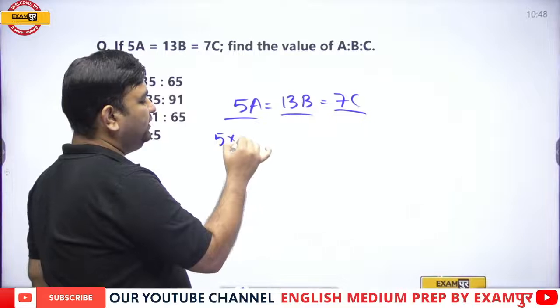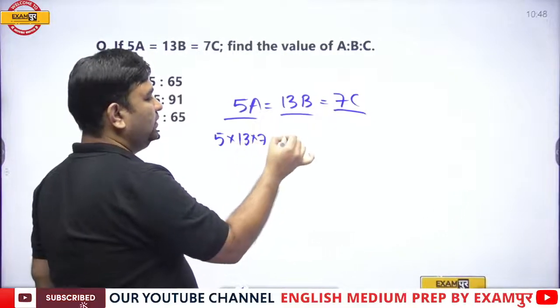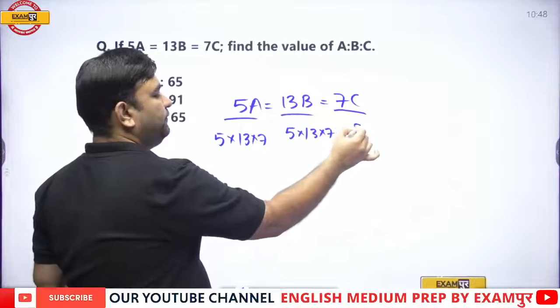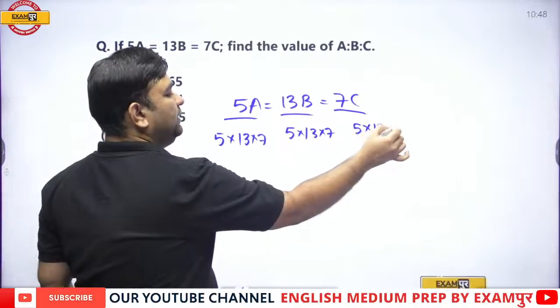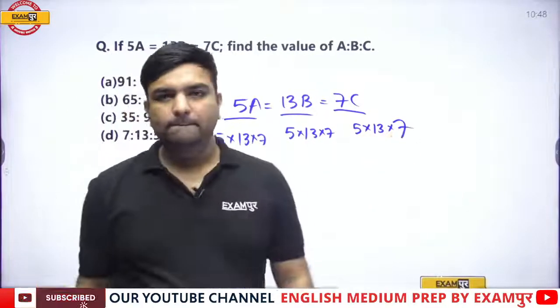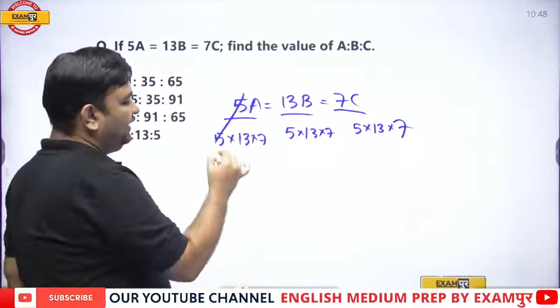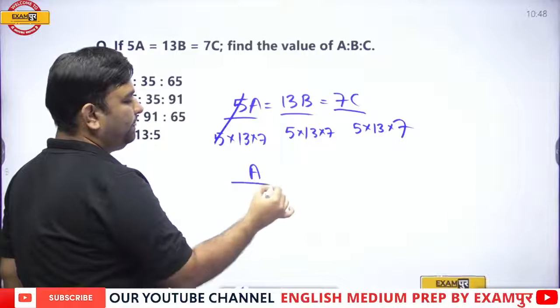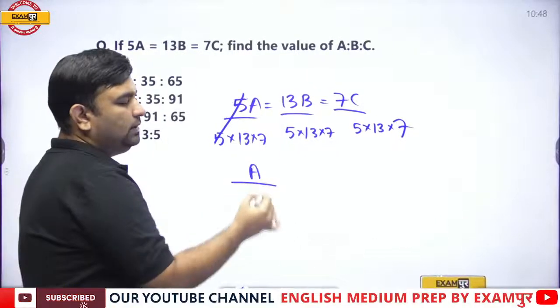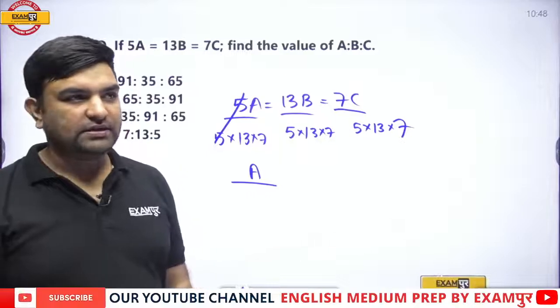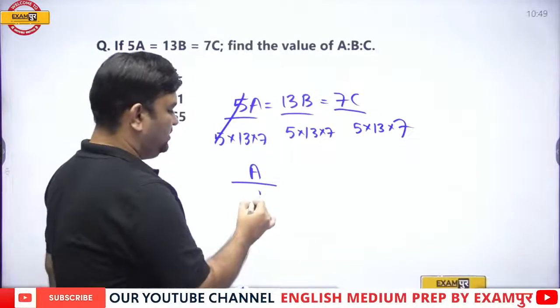Sorry, 5 into 13 into 7. It will save some time, because one value will get cancelled out. 5 getting cancelled out, so a upon 13 5s are 65, 13 6s are 78, 13 7s are 91.